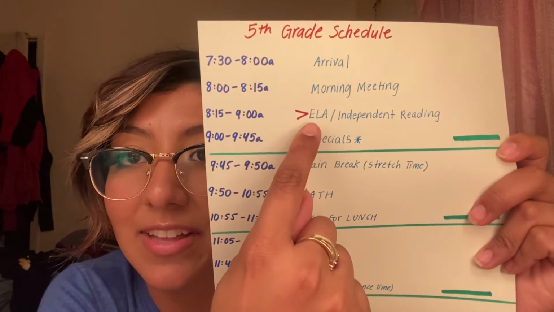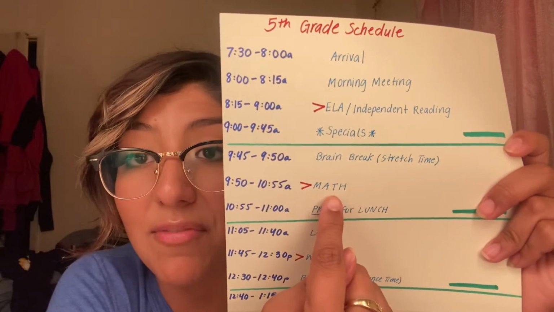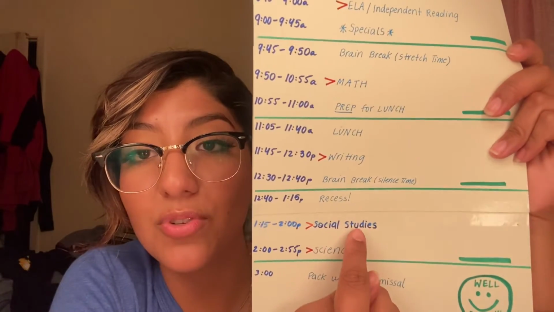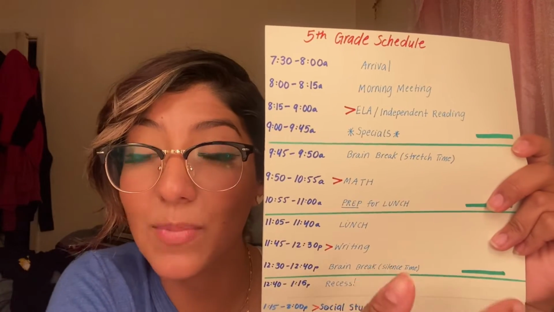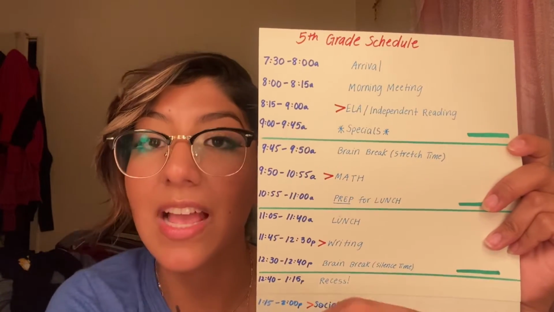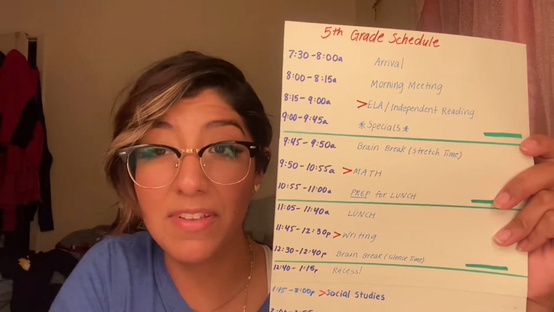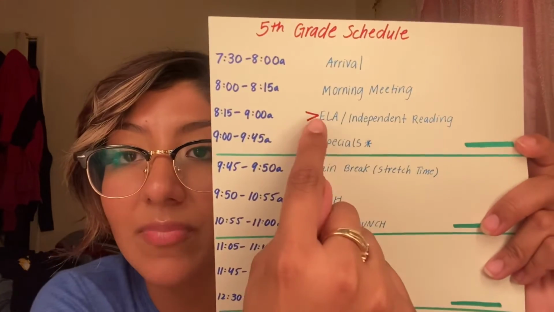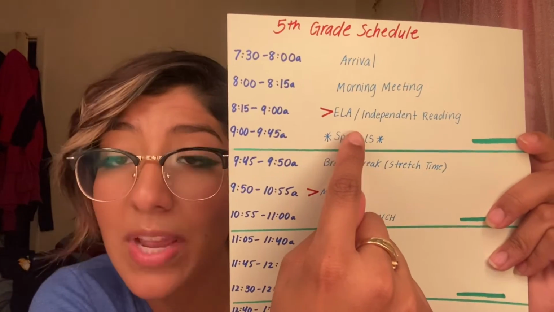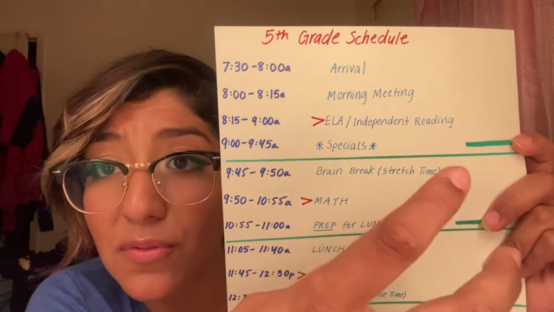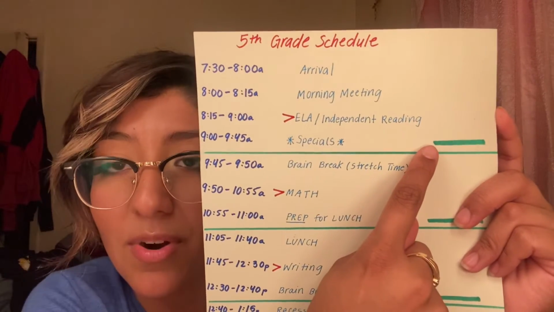So here I have ELA/independent reading. I have math, writing, social studies, and science. I really want students to focus on these particular main subjects just because I want them to get the most of it. Let's say in this topic over here, they do a very good job by putting their phones away, participating in class, having self-control, they will get a green check mark.